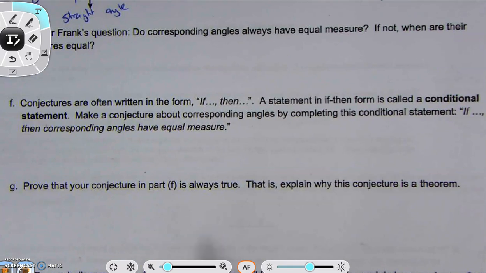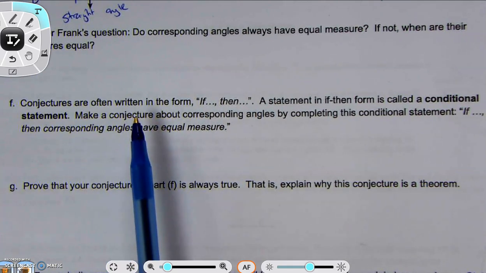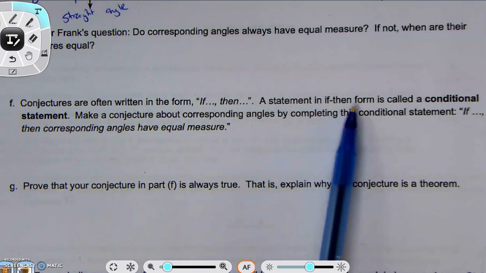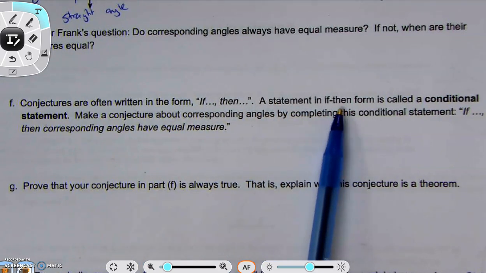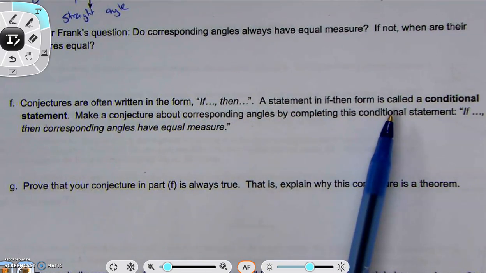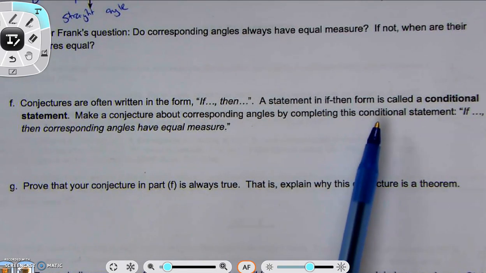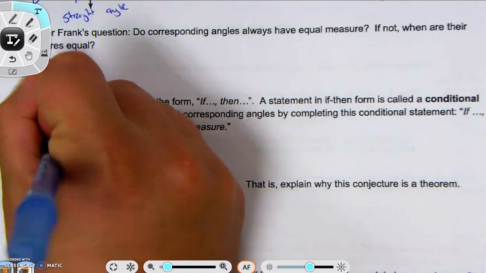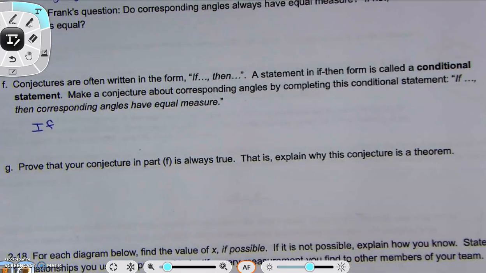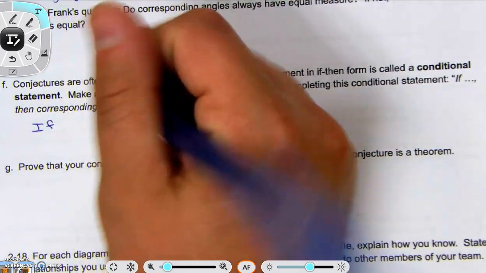So then the last important thing, talking about conjecture: conjectures are often written in the form if-then. So we have an if-then statement. It's also called a conditional statement. So make a conjecture about corresponding angles by completing the statement. If this, then corresponding angles have equal measure. So we need to fill in the if, and based off of what we determine about the lines up here, we're going to be able to say corresponding angles are going to have equal measure. So I'll go ahead and give it to you.